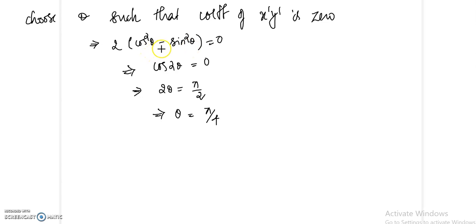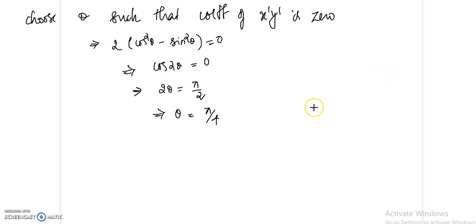So the coefficient of x dash y dash will be 2 cos square theta minus sin square theta, which should equal 0. So this is cos 2 theta. So you will get 2 theta equal to pi by 2. So theta will be equal to pi by 4. Now let us substitute the value of theta in the given equation.